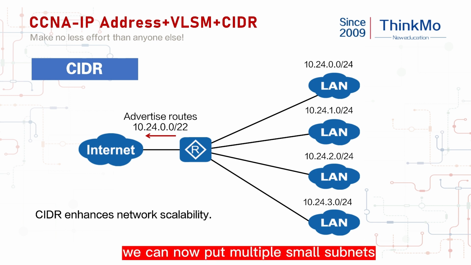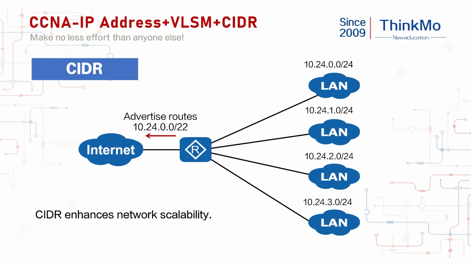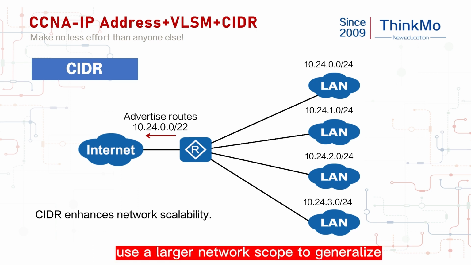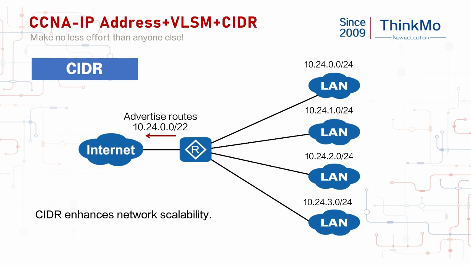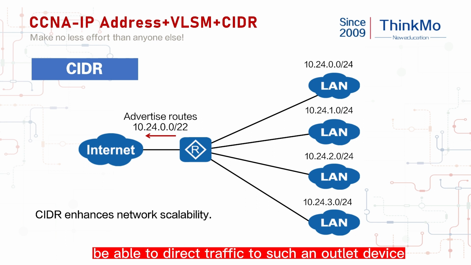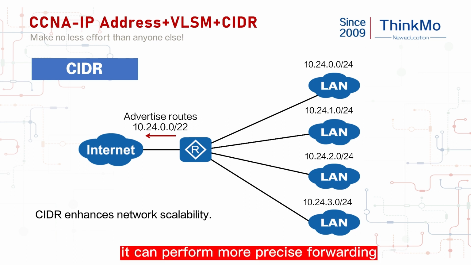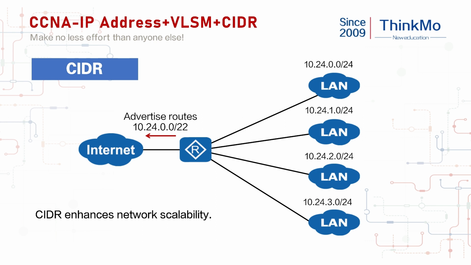We can now put multiple small subnets together, use a larger network scope to generalize, and then optimize the overall appearance. That's what I mean. For the device, as long as future traffic can match such a route and be directed to such an outlet device, it can perform more precise forwarding. This is what we call CIDR.